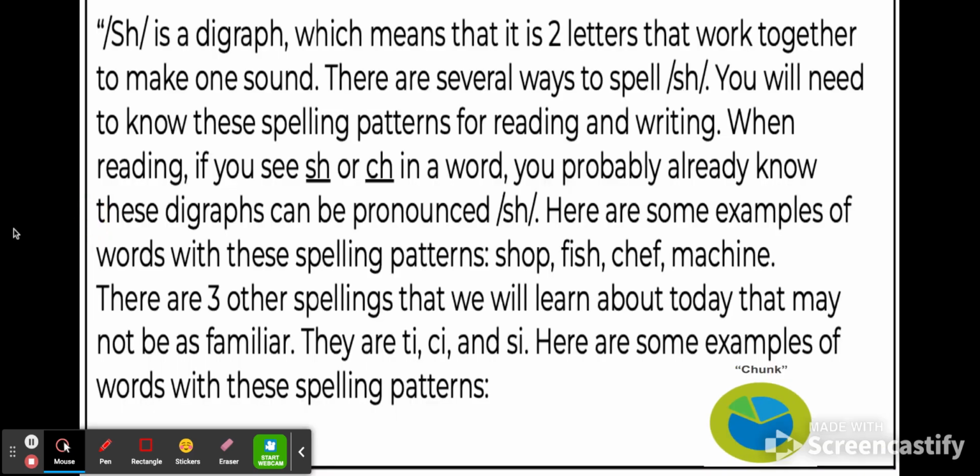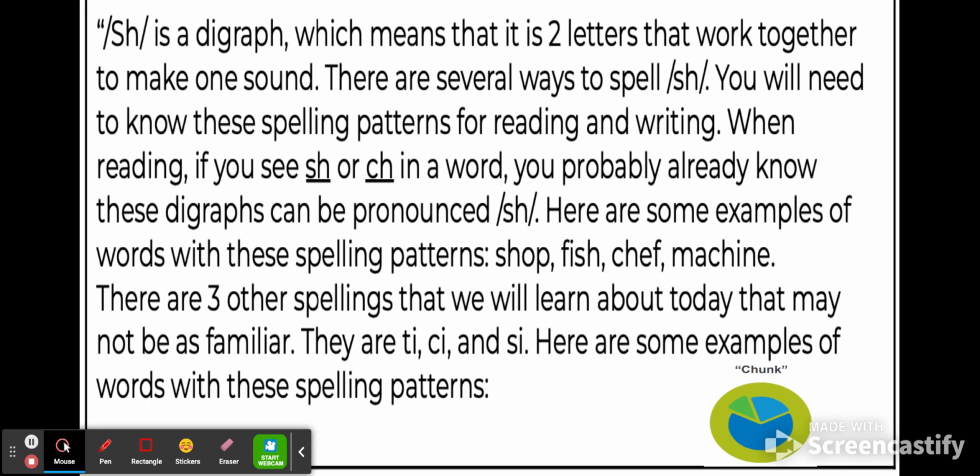Sh is a digraph, which means that it is two letters that work together to make one sound. There are several ways to spell sh. You will need to know these spelling patterns for reading and writing. When reading, if you see sh or ch in a word, you probably already know these digraphs can be pronounced sh. Here are some examples of the words with these spelling patterns: shop, fish, chef, machine.